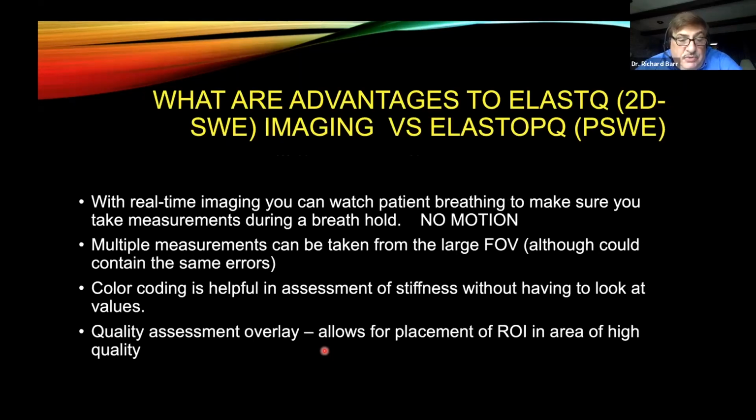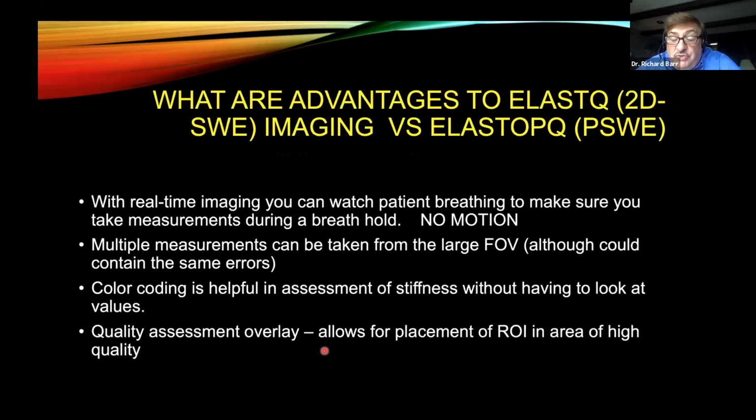So ElastQ, 2D shear wave, is real-time on the Philips system, so you have a real-time B-mode image that you're watching as you're collecting data. So now you can watch to see how the liver is moving. Even when you tell the patient to hold their breath, you can actually see if they really did stop breathing, so you can confirm that there's no motion.